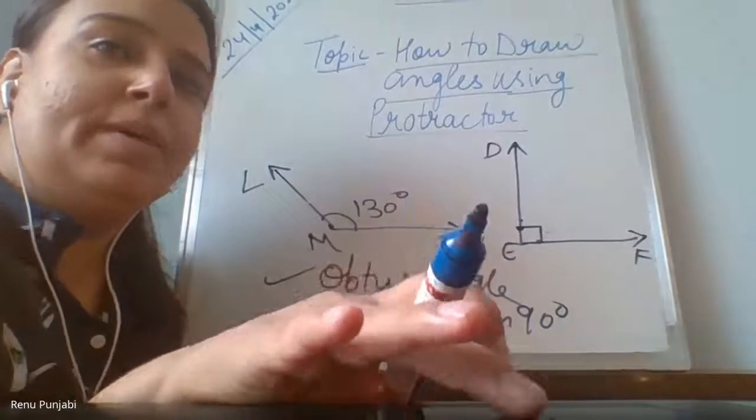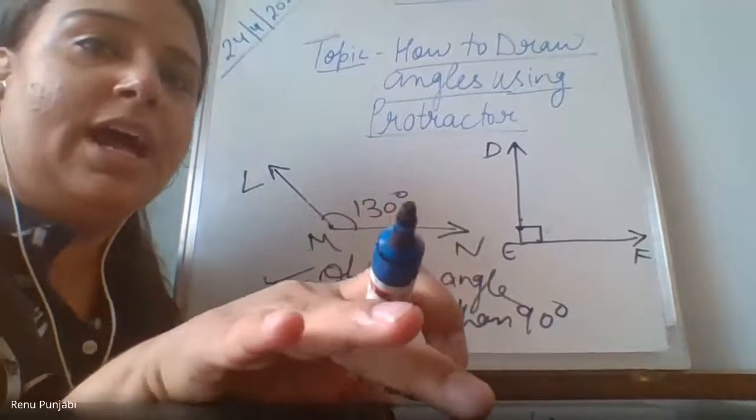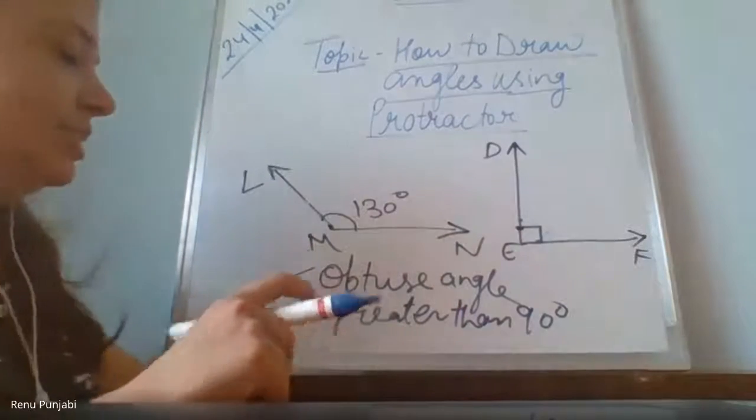Ma'am, can you spell the spelling of angle again? Angle is A-N-G-L. Anya Mittal, please mute your mic and turn on your camera. Anushka. A-N-G-L is the angle.